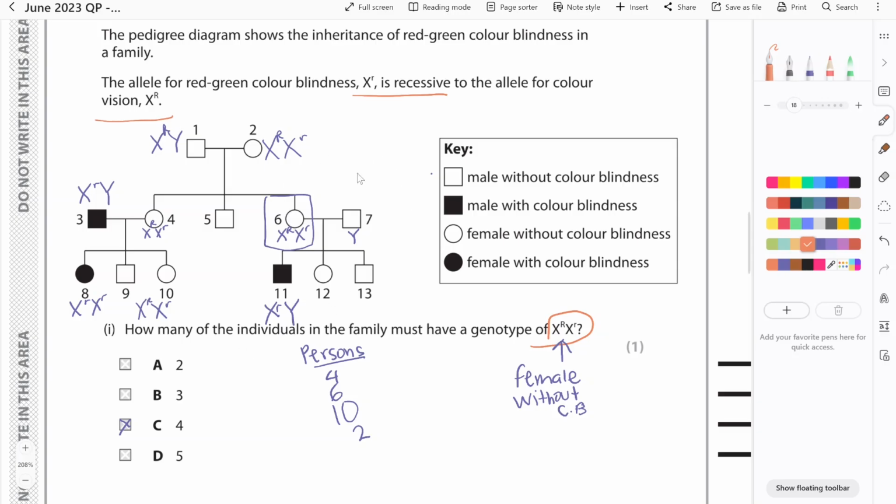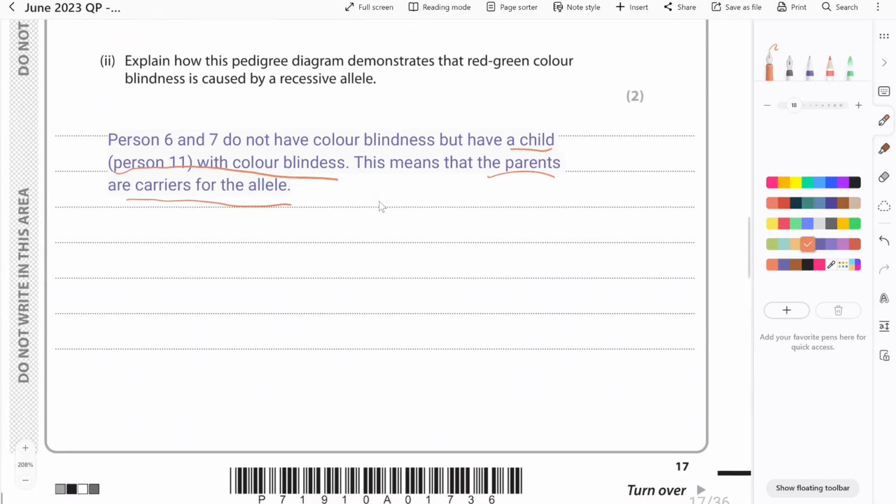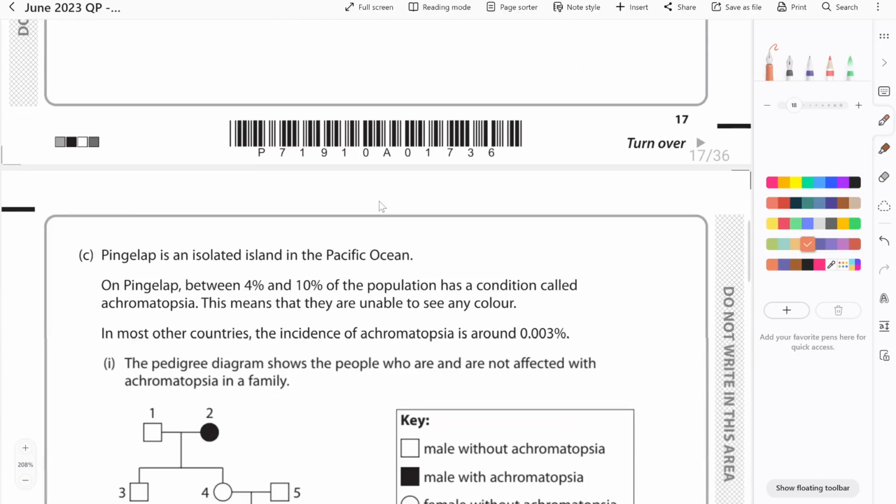But I decided to go for this family instead, just because if you have 2 parents that don't have the condition, but a child that does, that indicates that it is a recessive allele. So that's the more obvious one, at least for me.